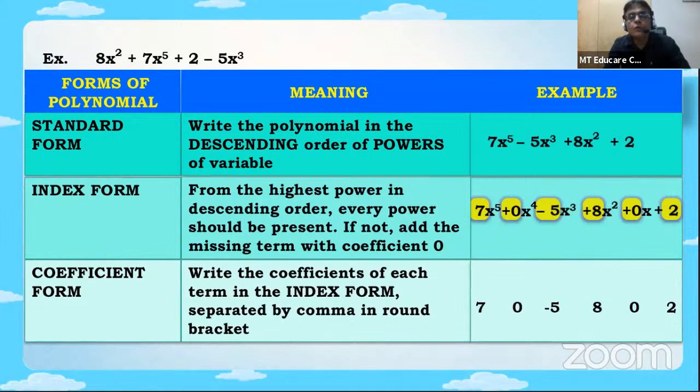Okay, so what we have to do? We have to put comma in between. We have to put bracket. Sir, who said? The coefficient form says that we have to write it like this. Okay, so we put comma and we put bracket. I hope it is clear.